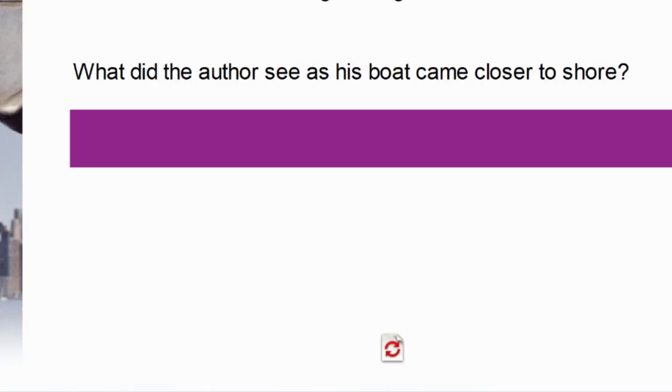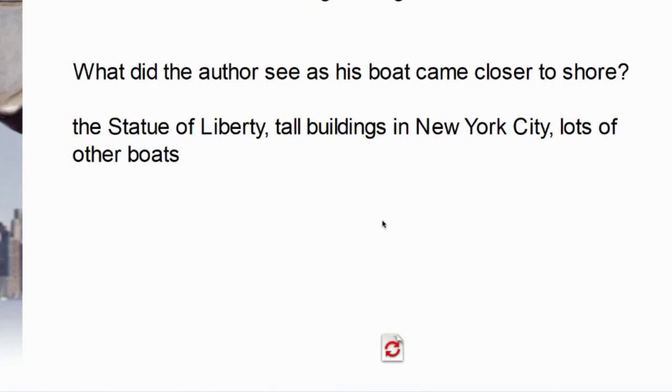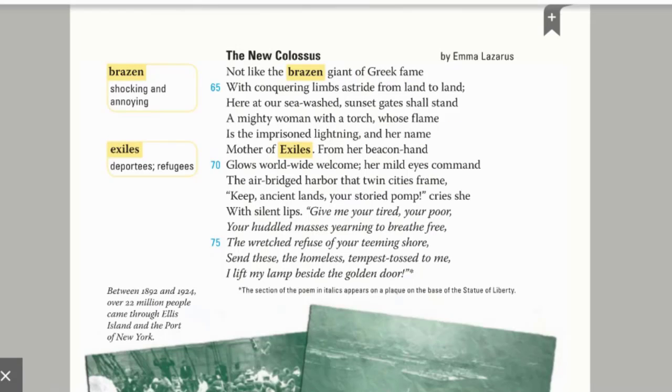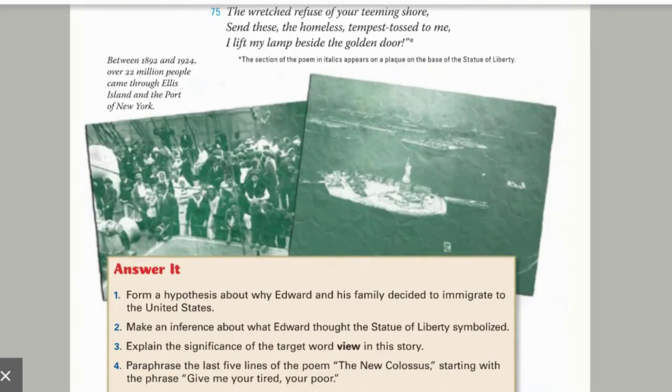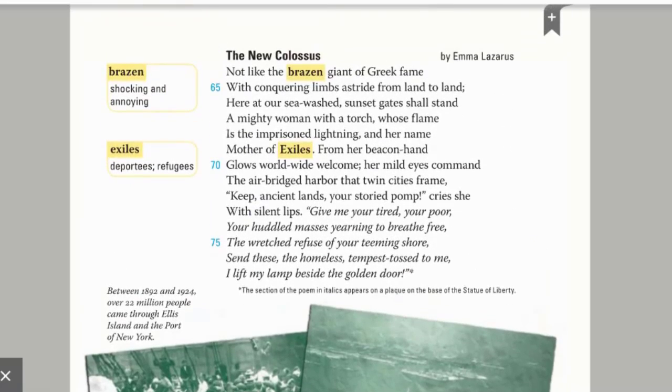I remember him saying he got excited because he saw the Statue of Liberty. He saw tall buildings. He saw tons of other boats. Good. This is a poem that goes along with the text, so you can look at the pictures down here and follow along as I read it. It's called The New Colossus.